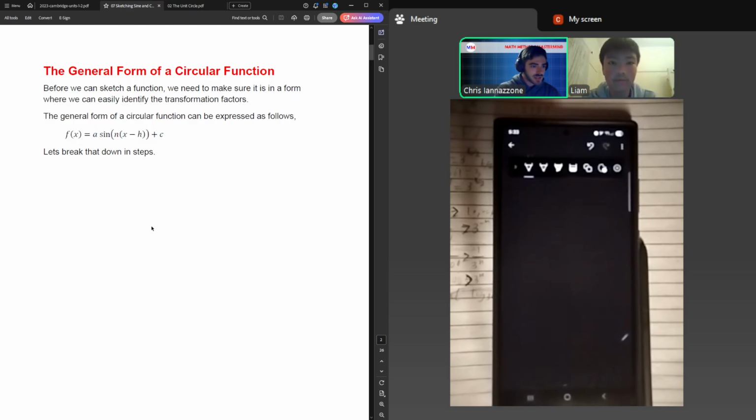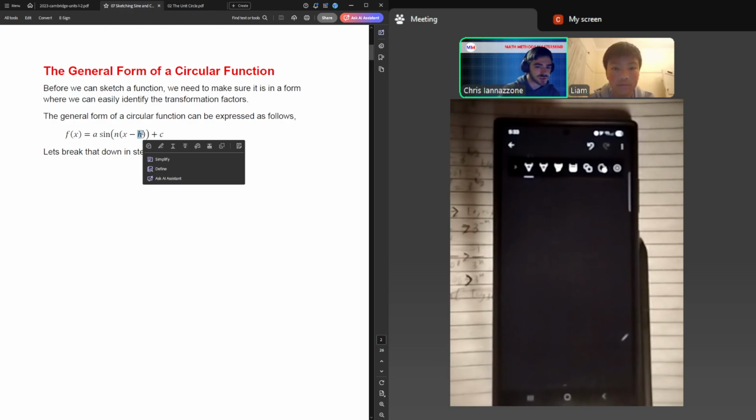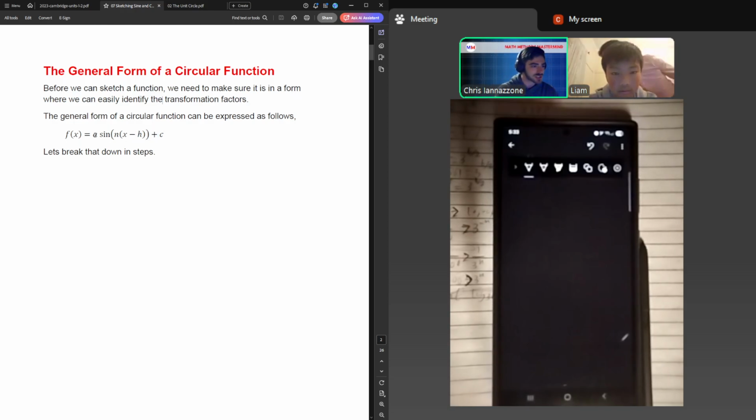First things first, the general form of a circular function. Just like any other kind of function has a general form, so too does the circular function. You're going to have some dilation factors a and n, and some translation factors h and c. You'll probably be mostly familiar with those from quadratics or cubics. It's a very similar idea: h is a horizontal translation, c is a vertical translation, and a and n are your dilation factors.